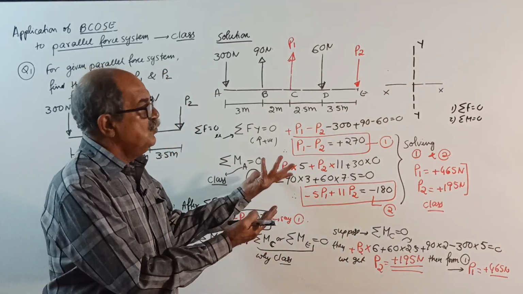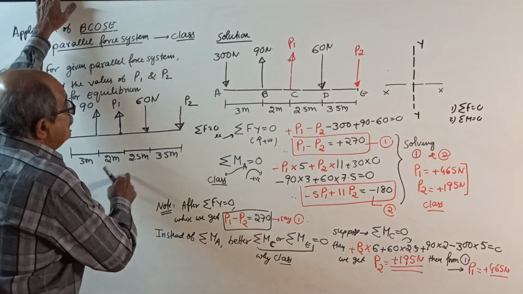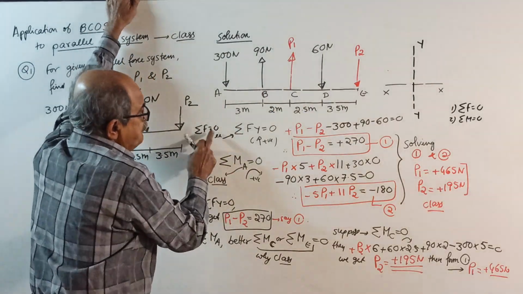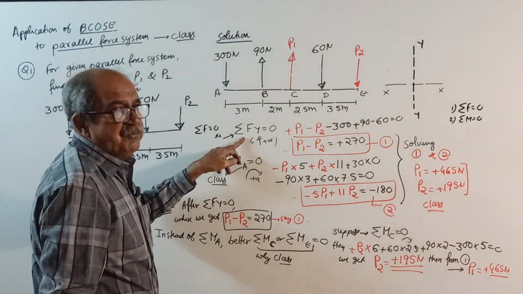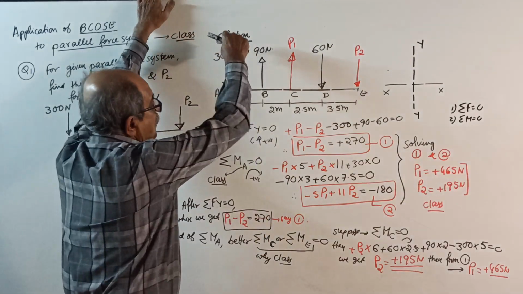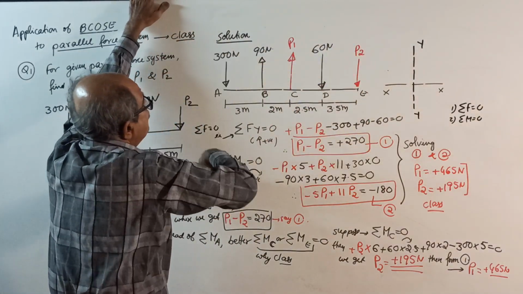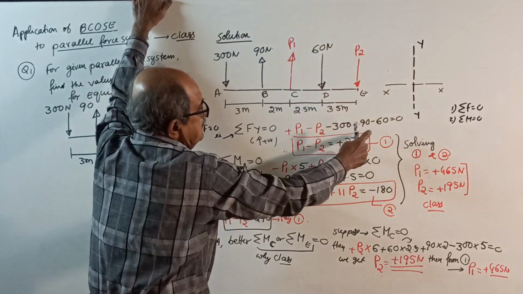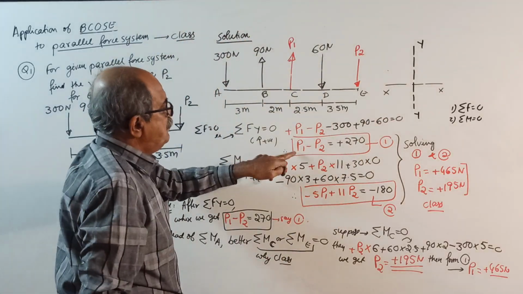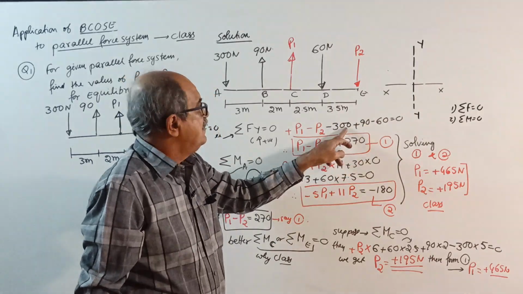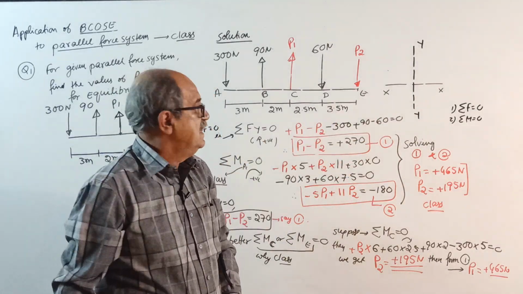Okay, start. Now very simple. I wrote the solution and the sketch once again. Sigma F equal to 0, that is sigma Fy equal to 0, upward positive. Plus P1 minus P2 minus 300 plus 90 minus 60 equals 0. You will get P1 minus P2 equal to 270. Equation number 1.